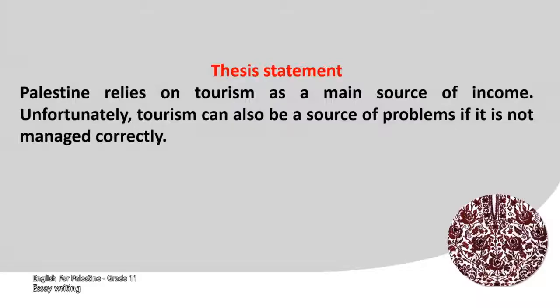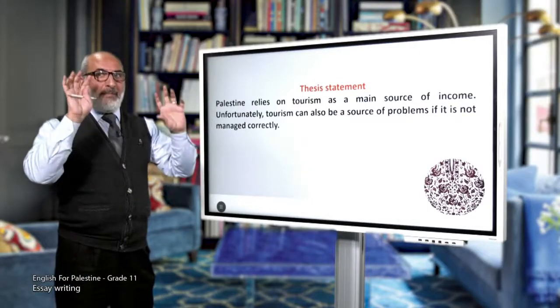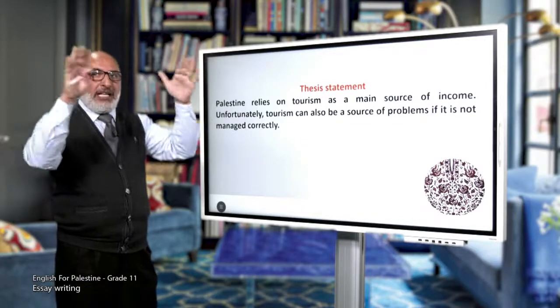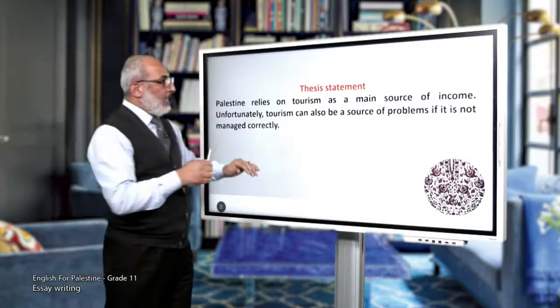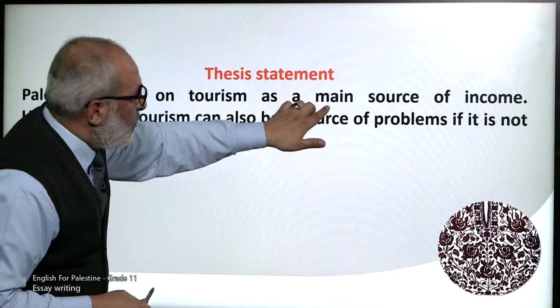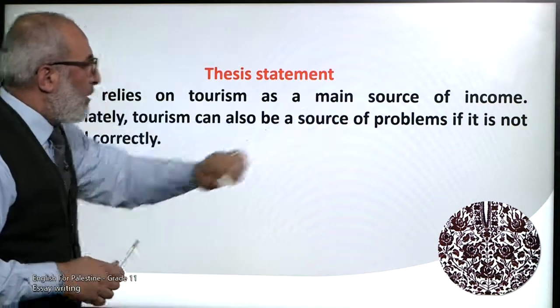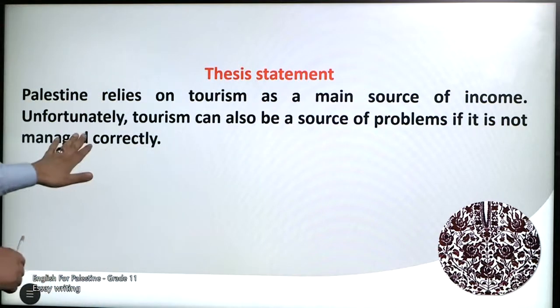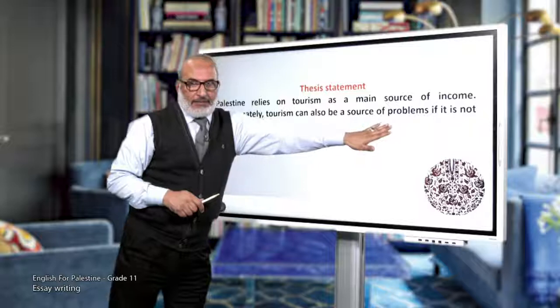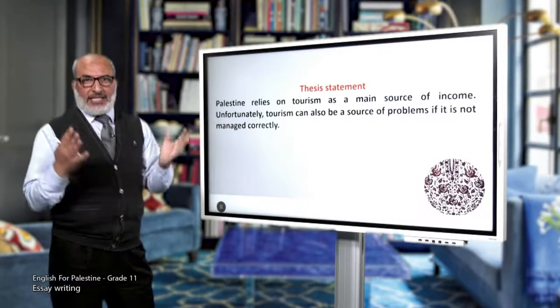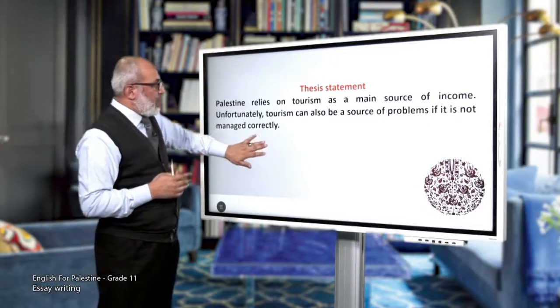Example here, this is my thesis statement. Palestine relies on tourism as a main source of income. Unfortunately, tourism can also be a source of problems if it is not managed correctly. In the thesis statement, you have to put the main ideas in the topic of the essay. So if you notice here, we use these words to express the advantages of tourism, main source of income, and also the disadvantages, the problems. We use different words to express the idea, okay? So this is the thesis statement.